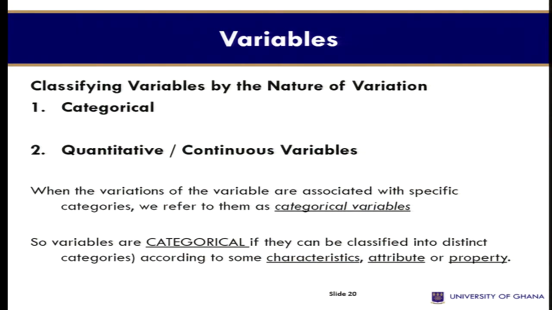We go a step further by classifying variables by the nature of variation. According to this classification, there are two main types of variables. We have categorical variables and quantitative or continuous variables.